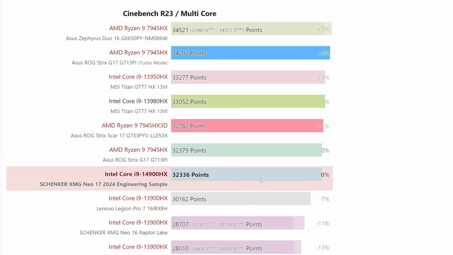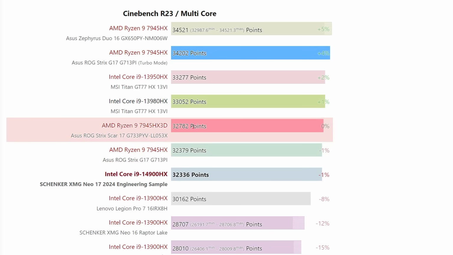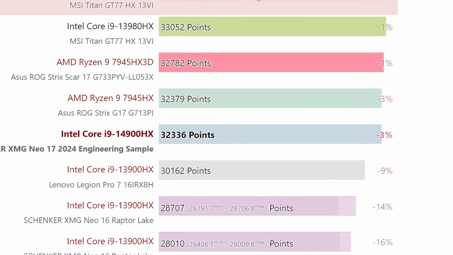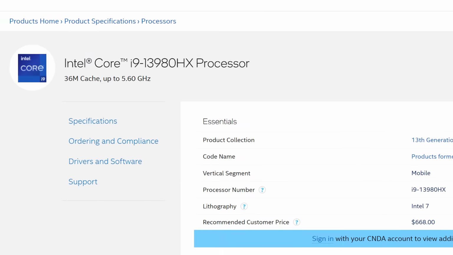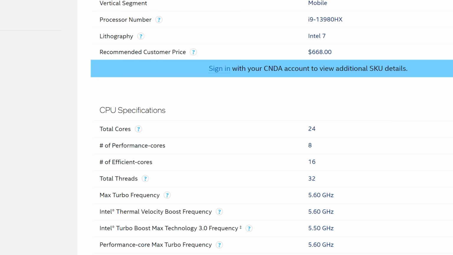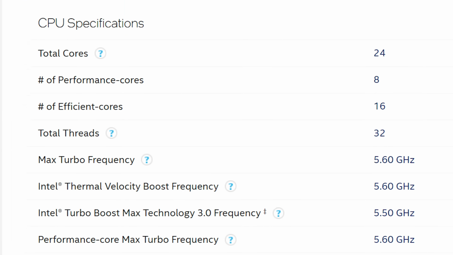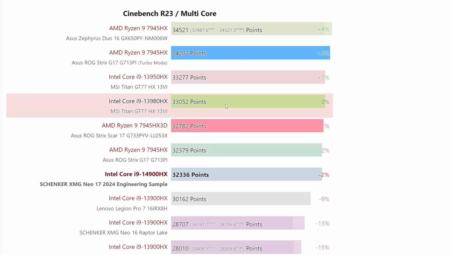The 14900HX loses to AMD's 7945HX and HX3D, as well as the 13980HX and 13950HX. Now, it does beat the 13900HX, but keep in mind that the 13980HX has the same amount of cores. It just has slightly higher clocks. But get this, the clocks are actually lower than the 14900HX, yet it still loses.